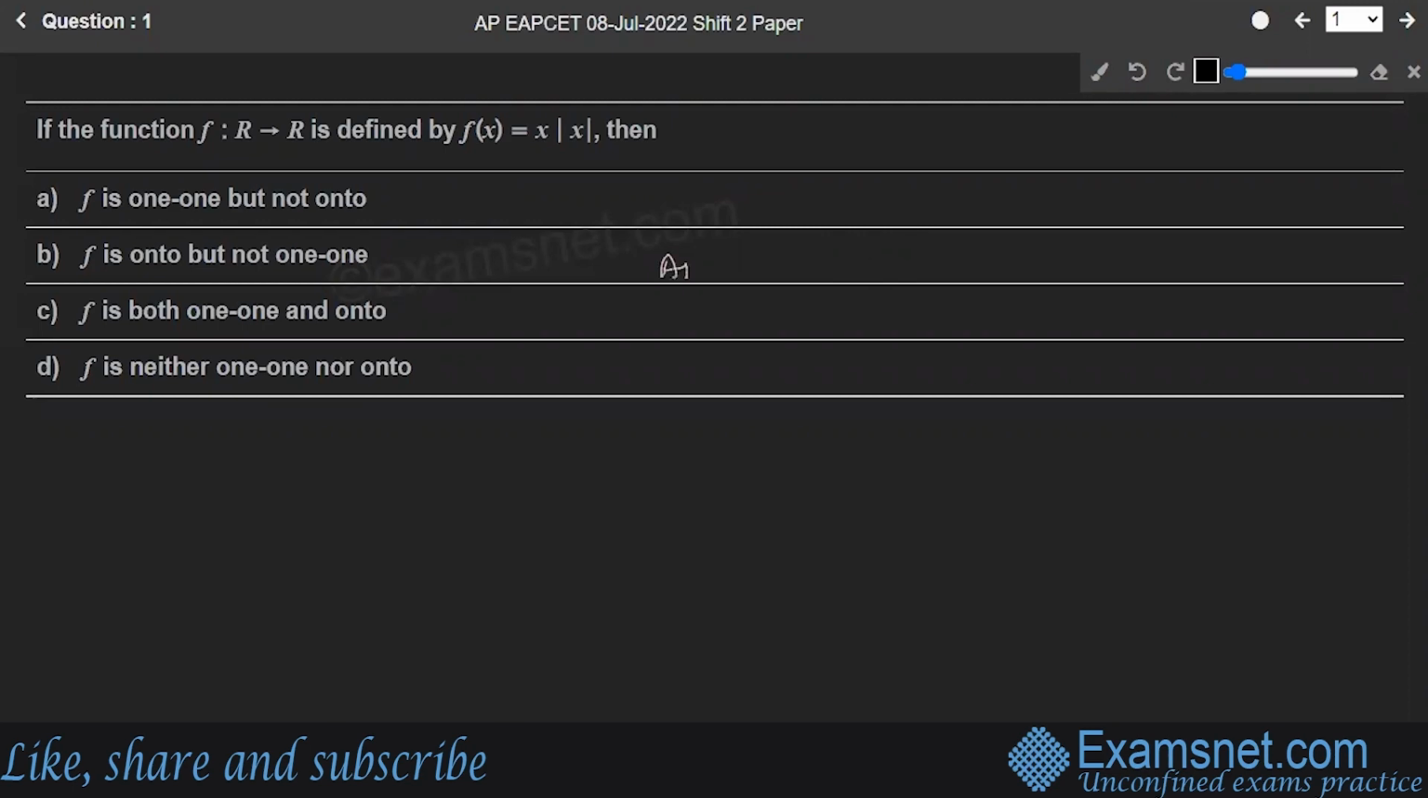Today we'll be solving the AP EAPCET 8 July 2022 Shift 2 paper. There will be about 80 questions from the mathematics for this paper. So let's start with the very first question.